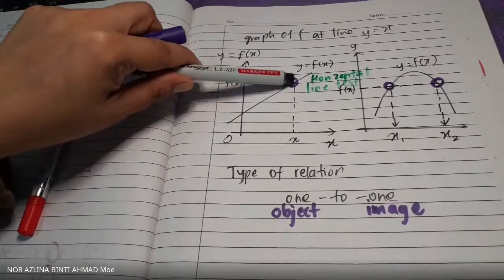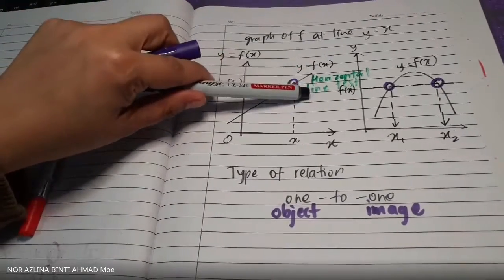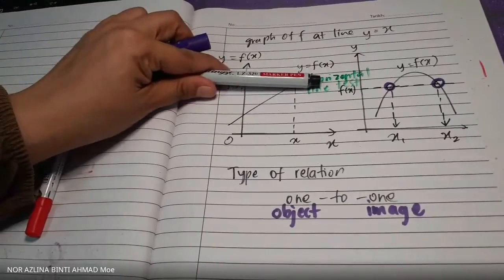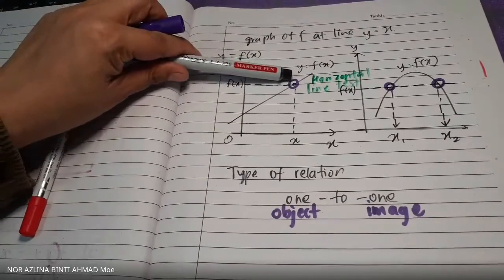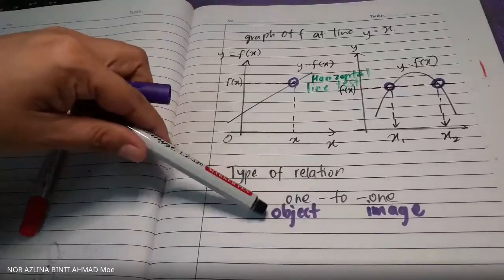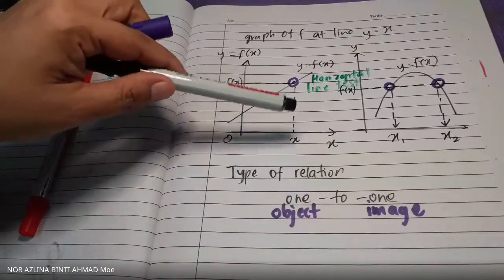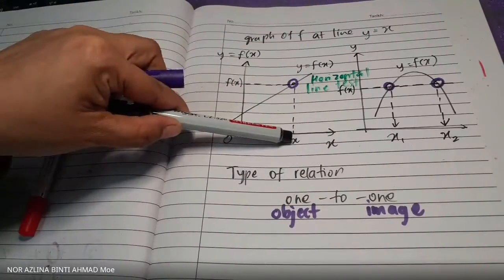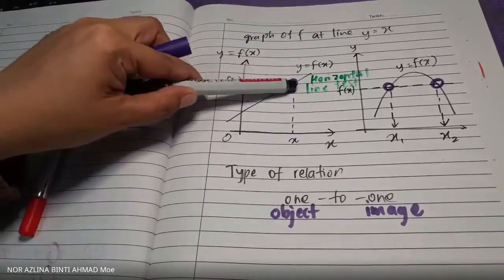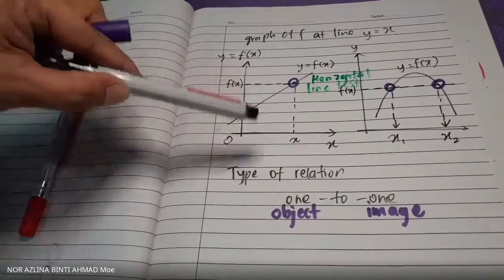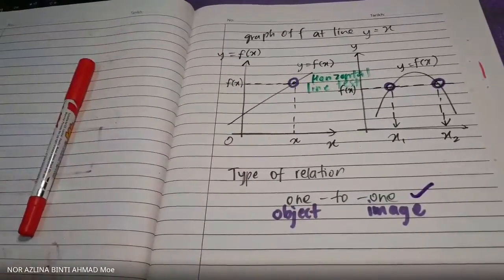Mana dapat point ni? Menggunakan horizontal line test. So kita buat horizontal line test, kita cari intersection point. Tapi nak tahu dia punya type of relation, you need to read from X. So one object go to one image. So betul, that is 1-to-1.